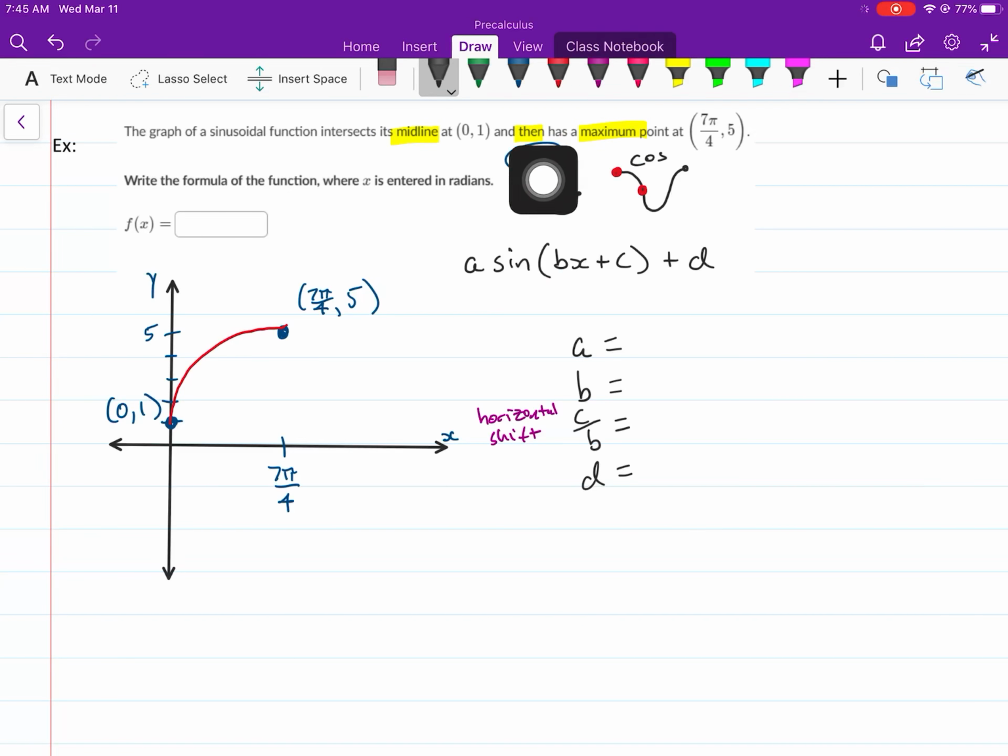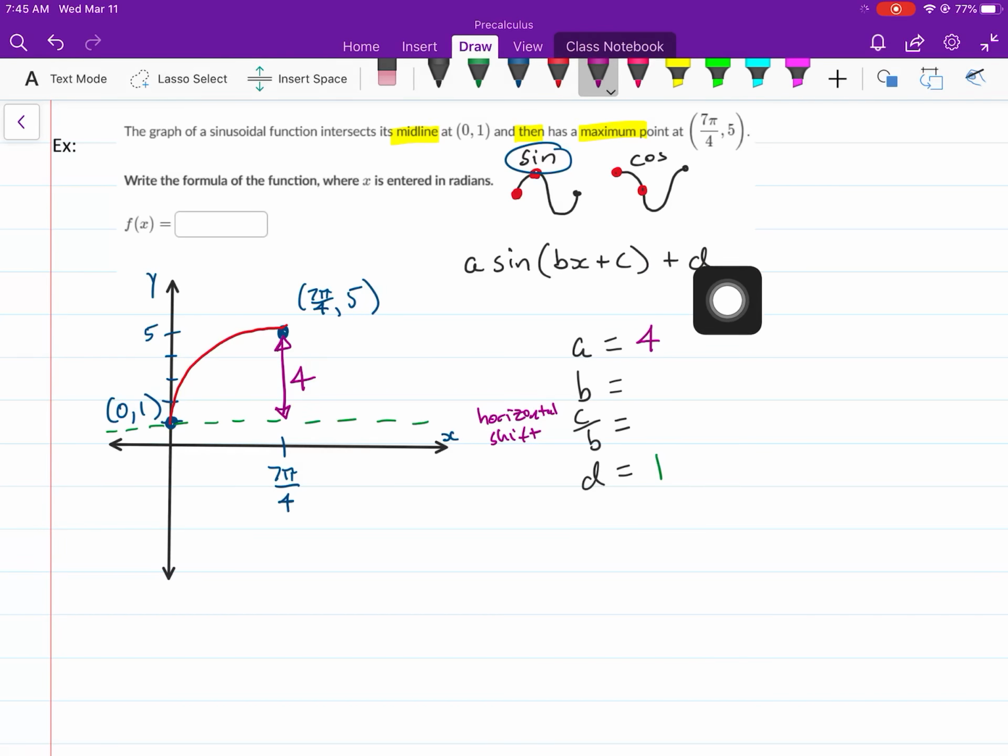Let's start with D. That's our midline. It says right here that our midline is (0, 1). So you can see that right here. That's really easy. So D is 1. Let's do our amplitude next. Our amplitude is the vertical distance from the midline to the maximum, or the midline to the minimum. If you count from 1 up to 5, that's a distance of 4. You could always subtract. That would be our amplitude, so that would be 4.